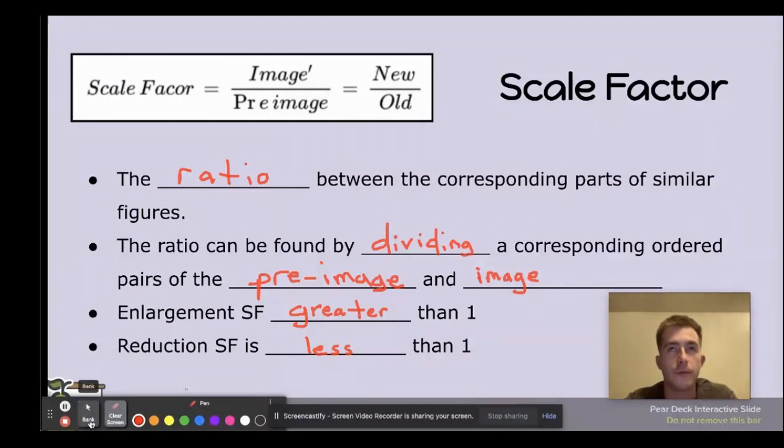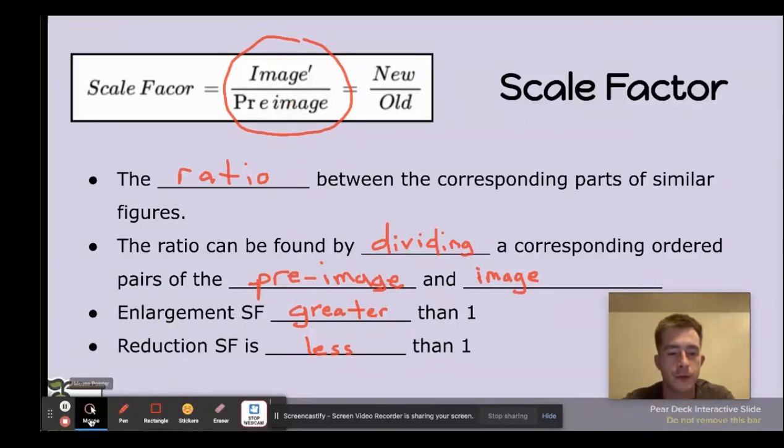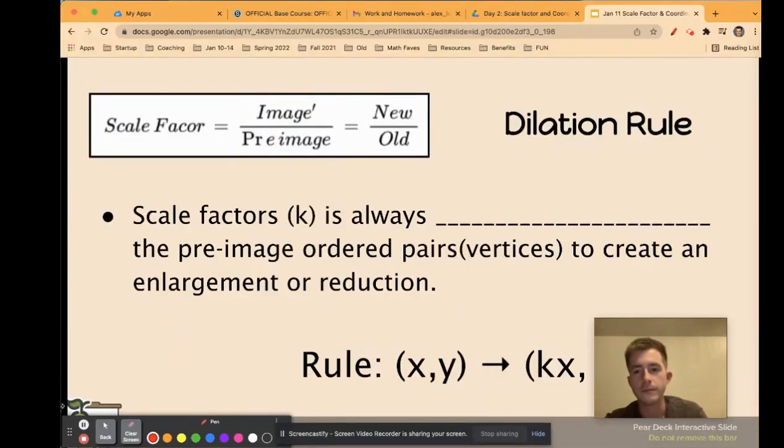All right. So when we see a fraction as a scale factor, we can think of it as a ratio that was found by dividing the pre-image and image. And as you see up here, image always goes on top. It's always new over old. Image divided by pre-image. There we go.